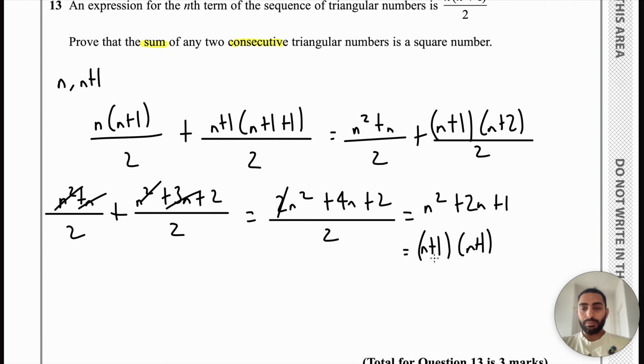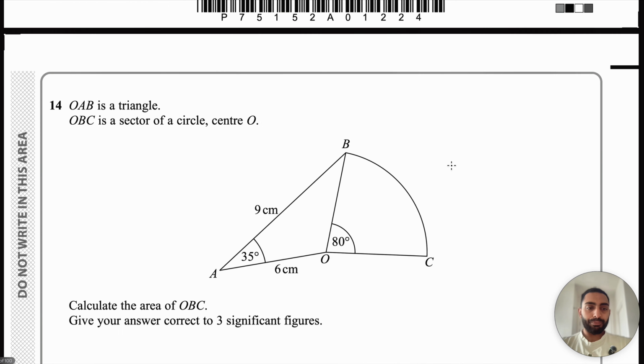Because it's the same thing that's being multiplied by each other, I'm just going to write it as n plus 1 in bracket squared. And this will prove that it's a square number.